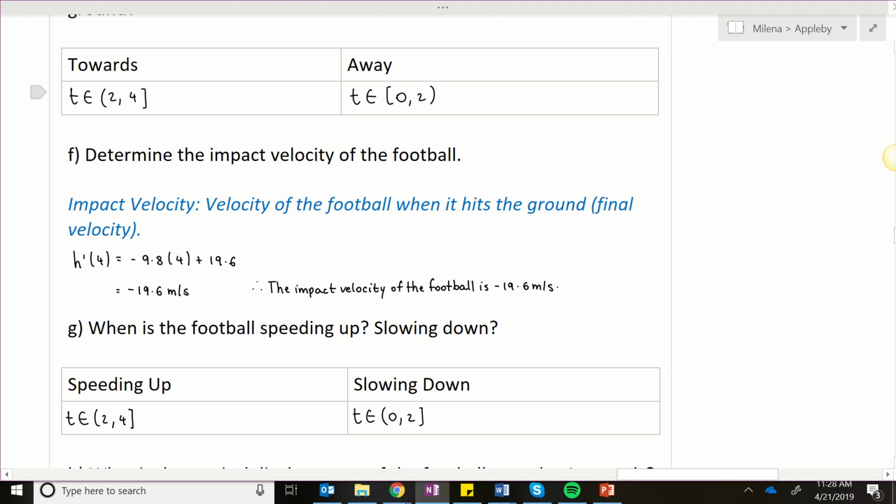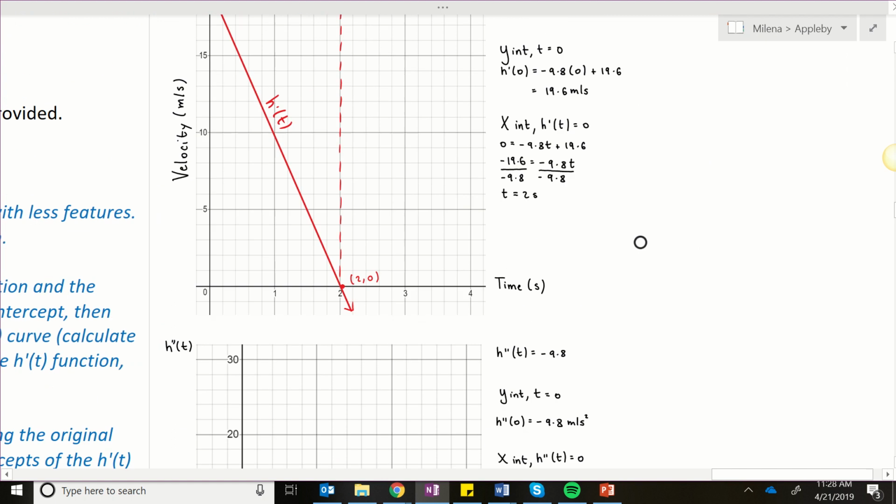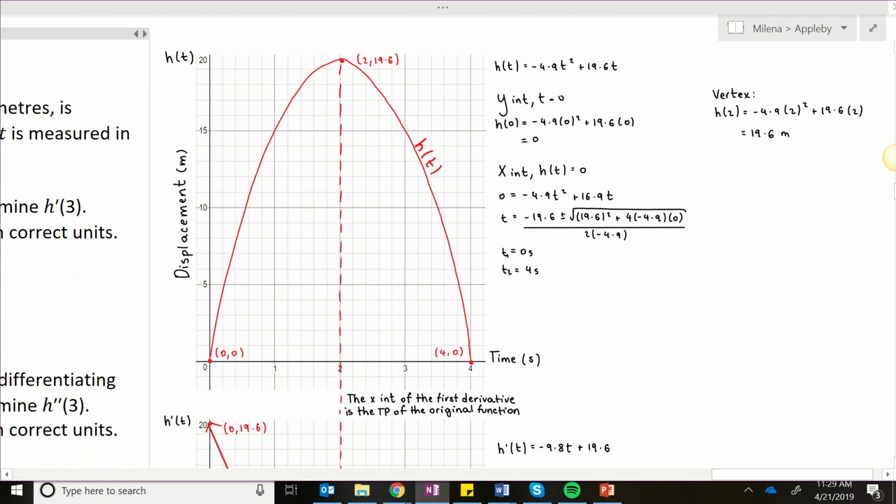All right, part F. Determine the impact velocity of the ball. Now, impact velocity is simply the velocity of the football when it hits the ground. This is literally the ball's impact on the ground. So we know from our displacement versus time graph that the ball hits the ground at 4 seconds because this is our x-intercept, right? The ball starts from the ground, travels a distance, and it reaches back to the ground again.